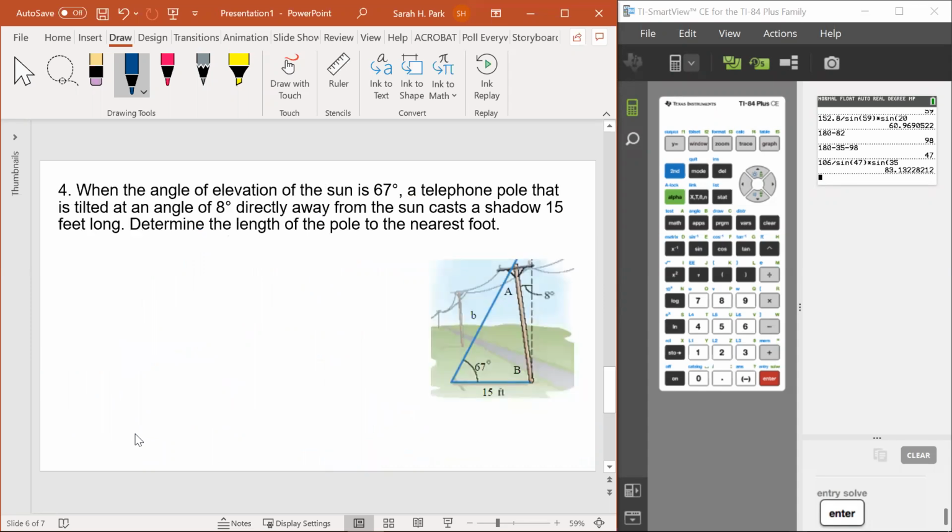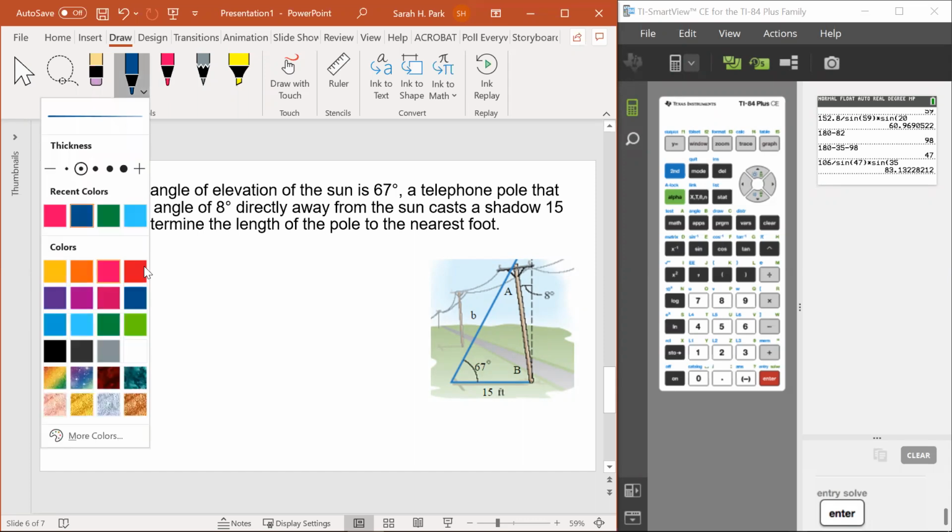Okay, taking a look at 4, the angle of elevation of the sun is 67 degrees. Okay, that's already labeled. The telephone pole is tilted at 8 degrees, it's tilted at 8 degrees here, and the shadow is 15 feet long. Okay, got that. And then determine the length of the pole to the nearest foot.